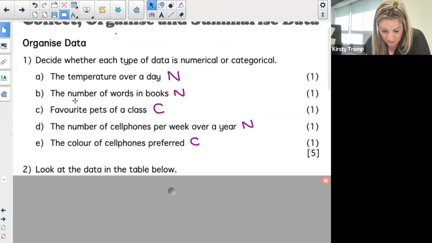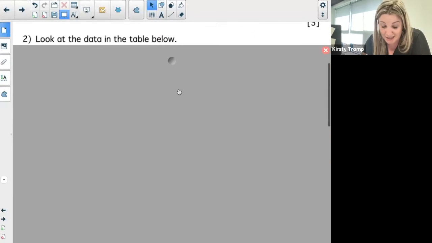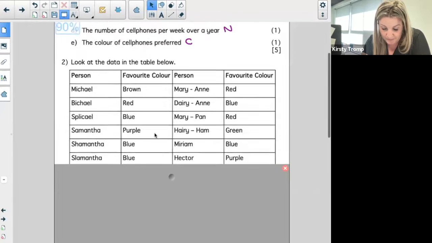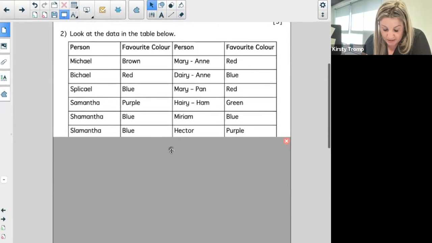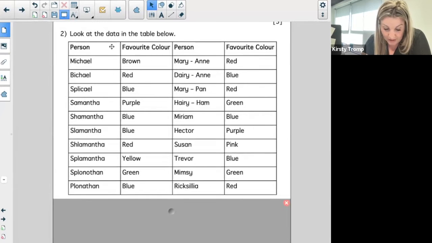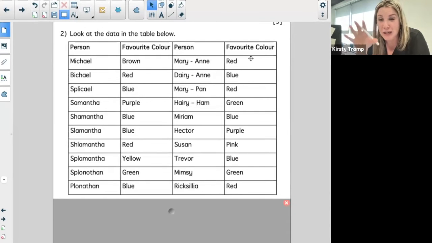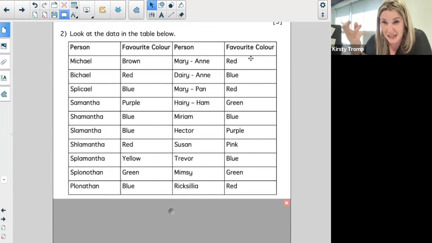Our question says, look at the data in the table below. We've got people's names and their favorite color, and more people's names and their favorite color. Looking at information recorded like that can sometimes be very overwhelming, and we can't really get a lot of detail out of it. So we're going to look at how we can put this into a different way to get some detail. We're going to analyze.